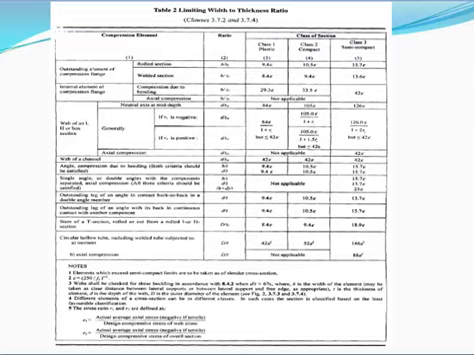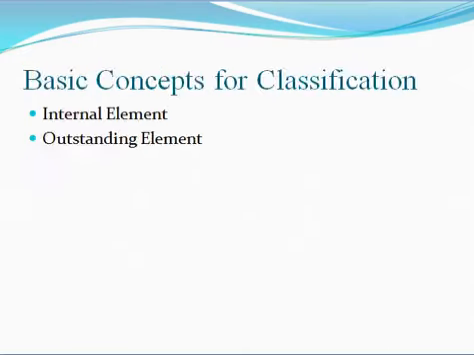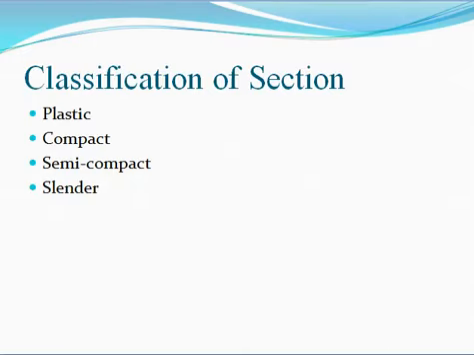All of you get the idea of all these four section classifications, that is plastic, compact, semi-compact and slender? Now, when the different elements of the cross section fall under different classes, then the section shall be classified as governed by the most critical element. This is a very important line.